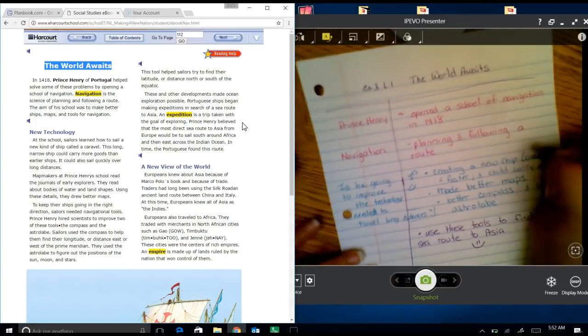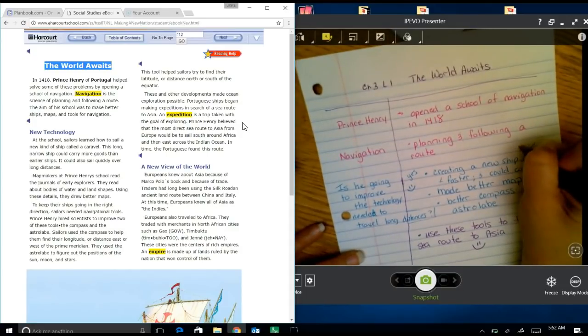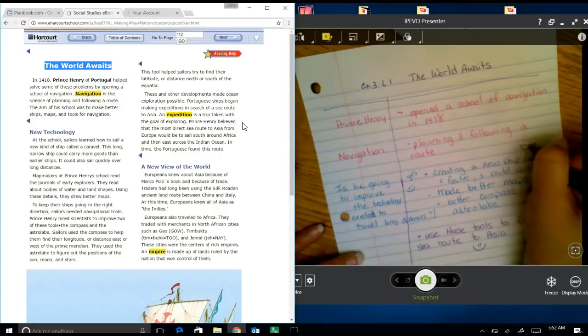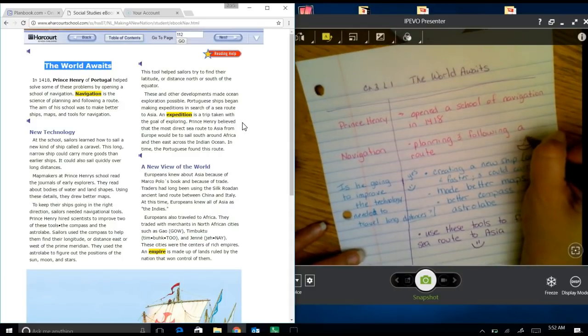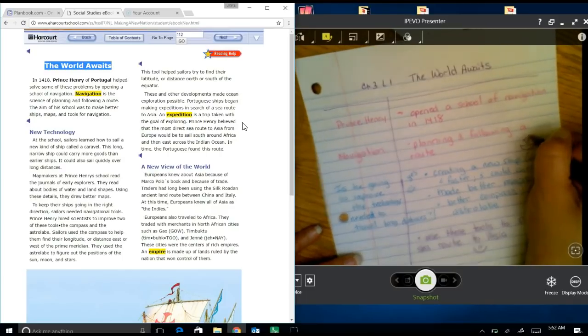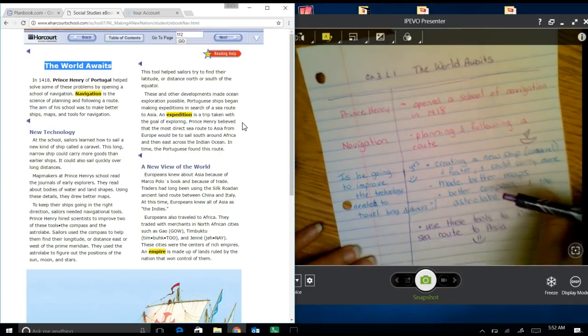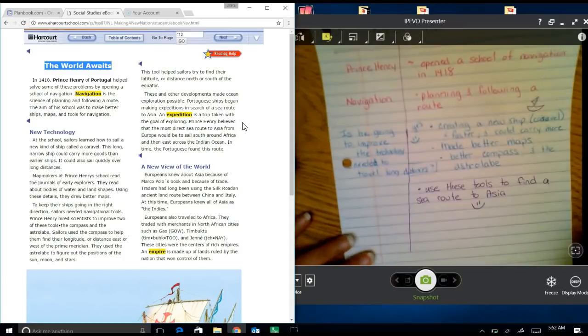Okay. Here I'm going to draw a little picture of my ship. I liked how in the video they talked about how you could have little pictures to help you better understand. So here's my ship to kind of help me remember what we're talking about there, okay?